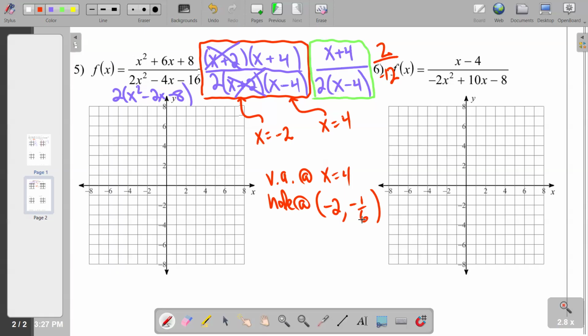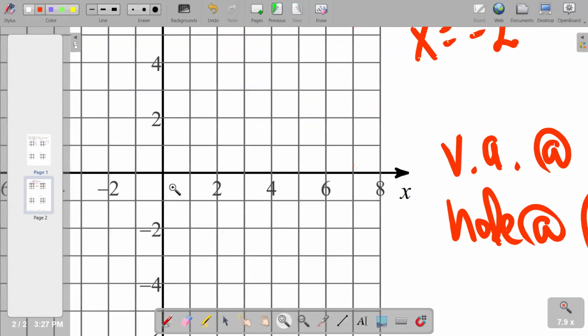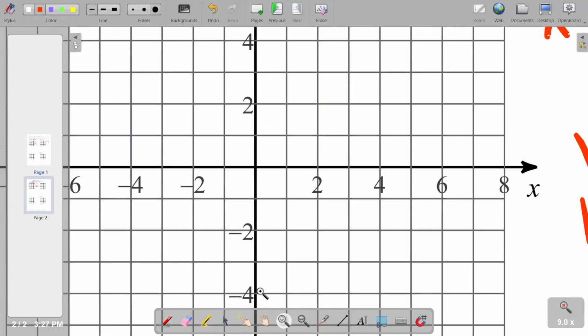Gotcha. Holes on graph paper this size are hard to graph. They're hard to show. So what you're going to do is go to that point, -2, -1/6, and you're going to draw a hole for the first time ever. You're going to go to -2, and what was it? -1/6. Was there anything else? No. If not, then I'm just going to go right here, and I'm literally going to draw a circle, a hole.